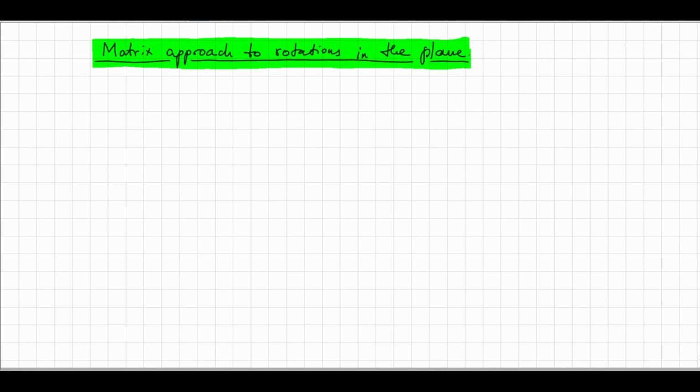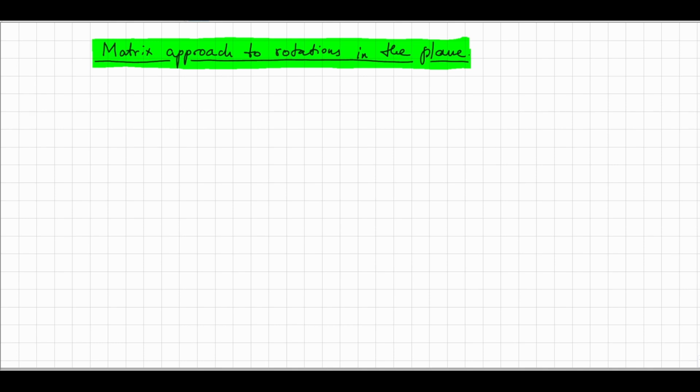In this video, we will look at rotations in the plane through the prism of matrices. We shall see how they can be represented as matrices and how composition of rotations, which is of course a rotation itself, can be viewed as a matrix multiplication. This way, rotations in the plane will serve us as a good example, which illustrates some facts which are true in linear algebra in general.